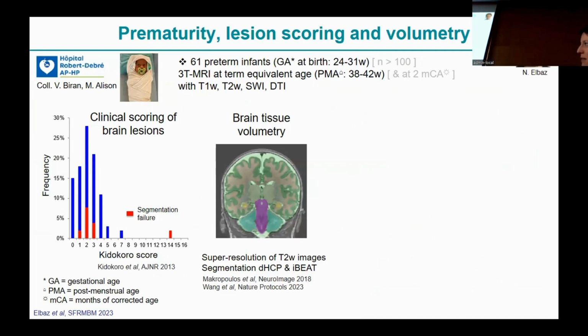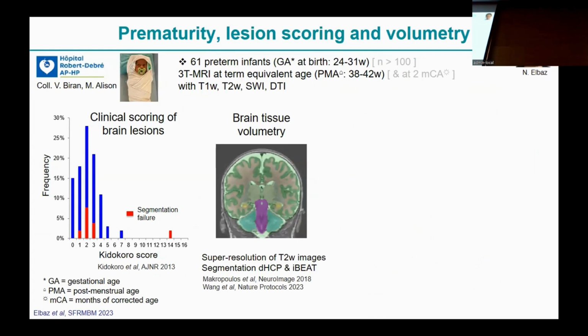In the two next slides before concluding, I would like to mention some work that we've done more recently with the group of the Robert Debré Hospital in Paris, in particular with the team of Marianne Alizon, in which we have scanned preterm infants in the context of the clinical care. And these preterm infants are again scanned at term equivalent age with different sequences.